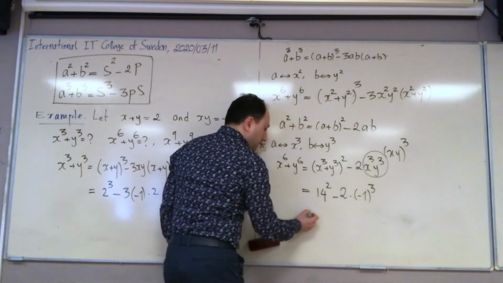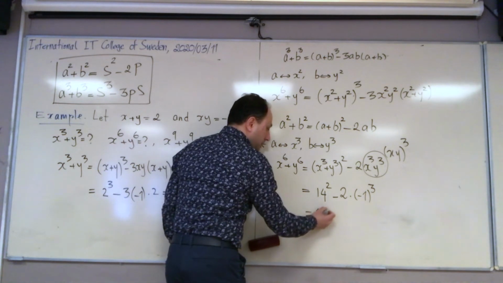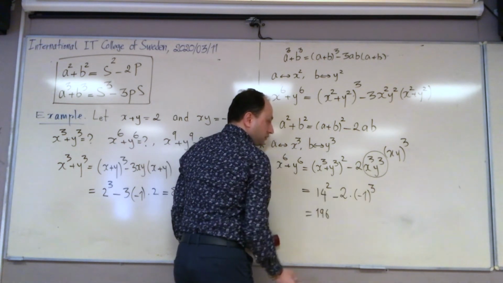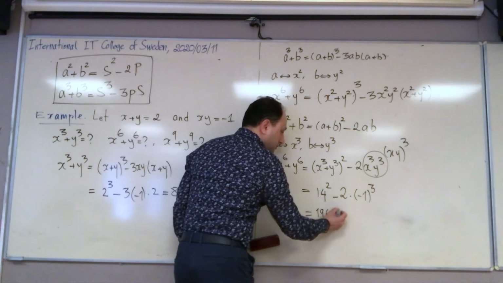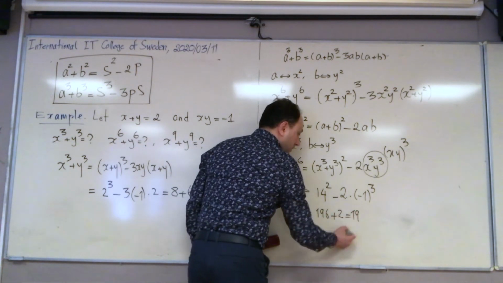And then this is a simple calculation. This to the power of 2 is 196. Negative 1 to the power of 3 is negative 1, multiplied by negative 2 is positive 2. So the answer is 198.